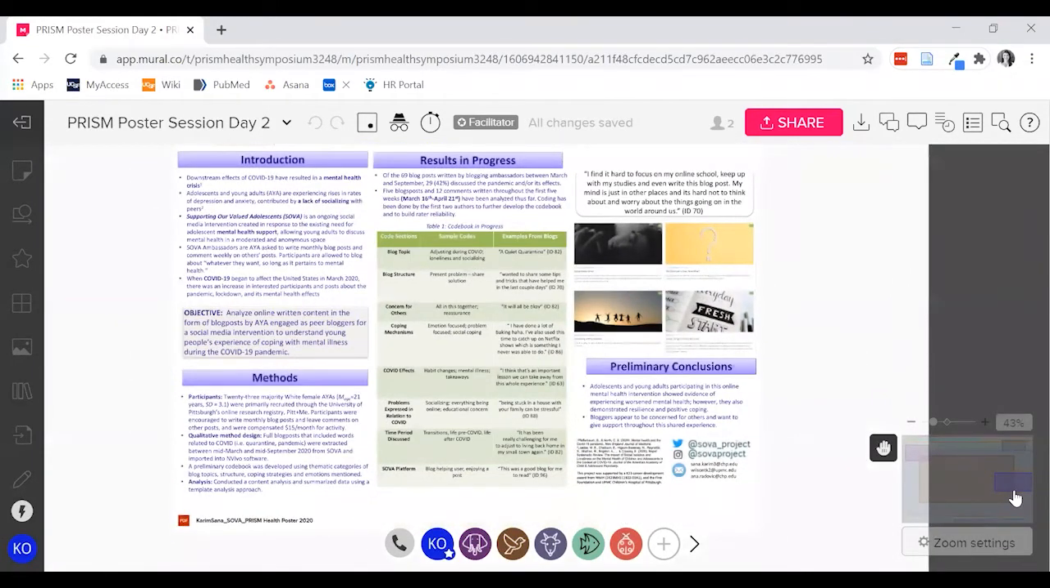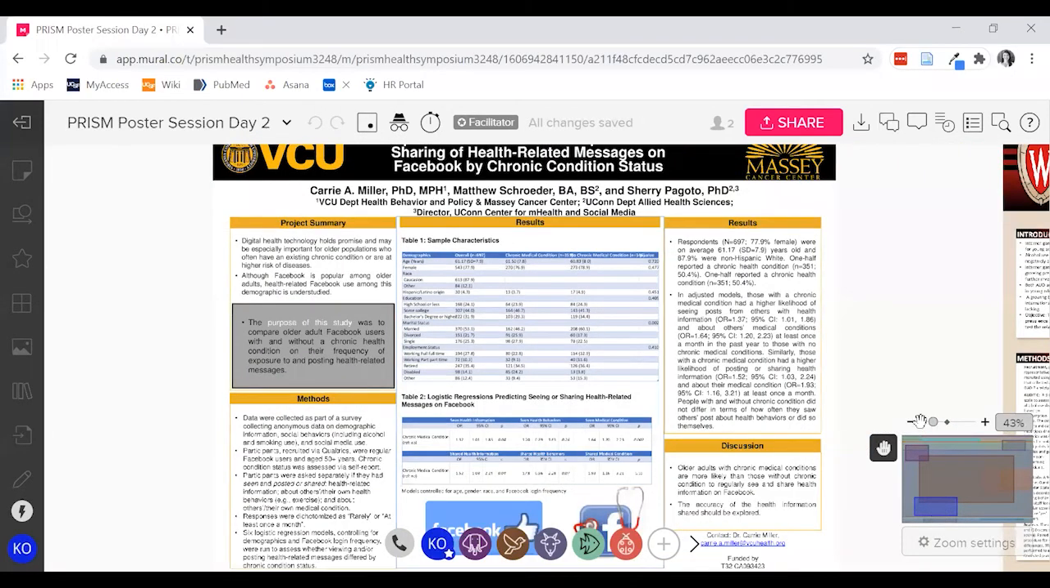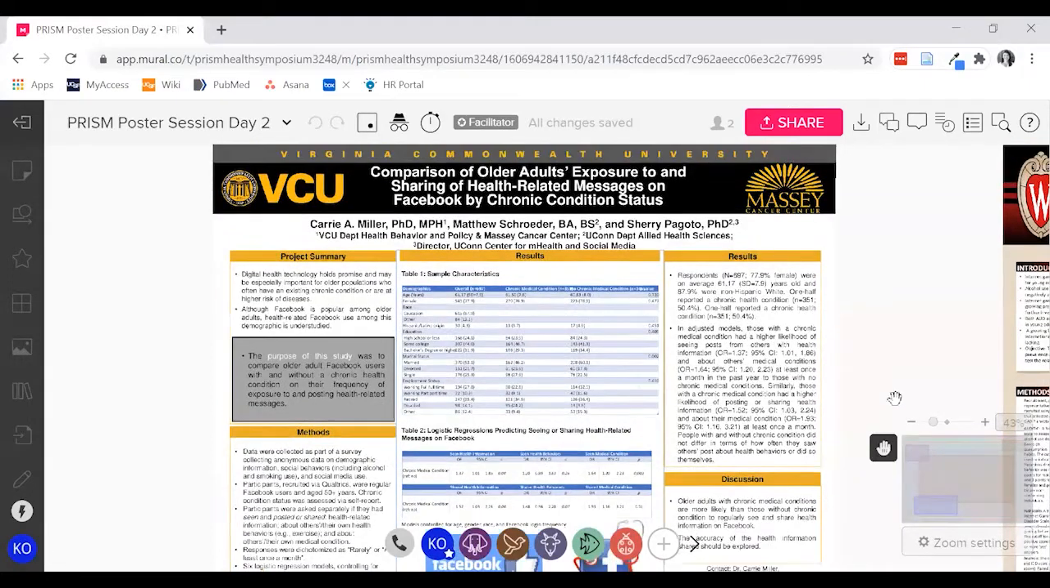We'll go on to the next presentation. We have 3 left, and I've asked for about 2 minutes that we can go over for the next session, so we'll see if they allow that. The next one is a comparison of older adults' exposure to and sharing of health-related messages on Facebook by chronic condition status.